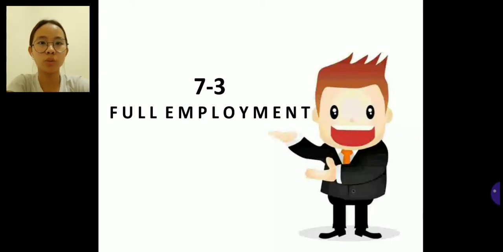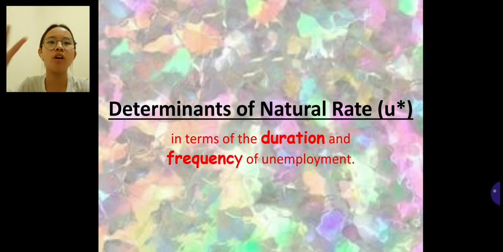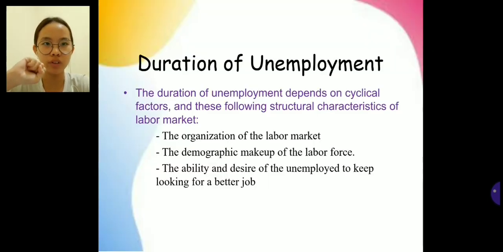So the next subchapter is about full employment. There are 2 determinants of the natural rate. The first is the duration and the second is the frequency of unemployment. But first we will talk about the duration. So the duration of unemployment depends on cyclical factors, and on the following structural characteristics of the labor market. First, the organization of the labor market.